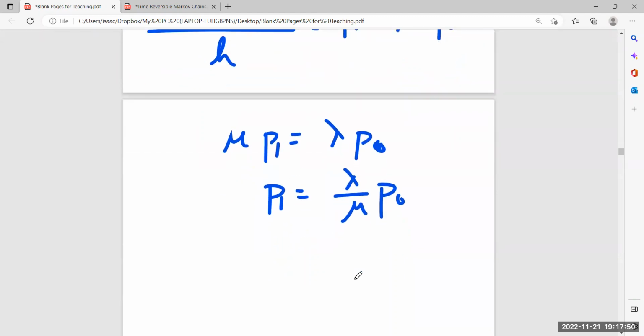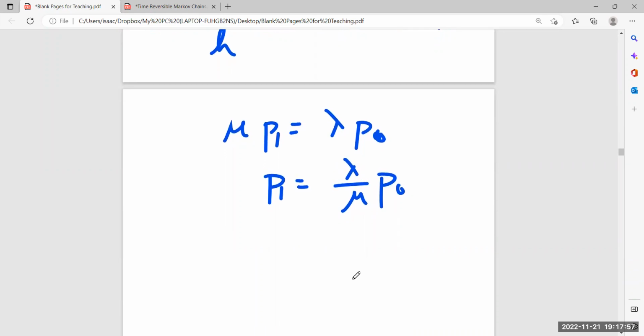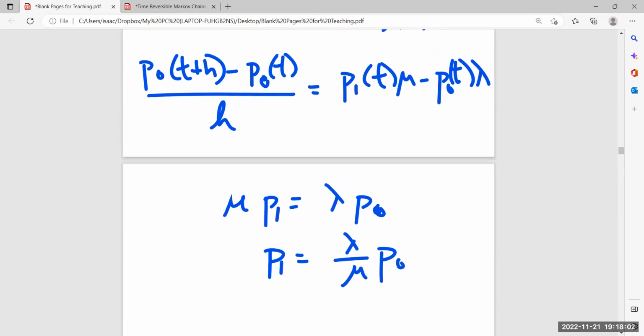Now, I could keep on using this process over and over again. I get that from here, right? From here, I get that.